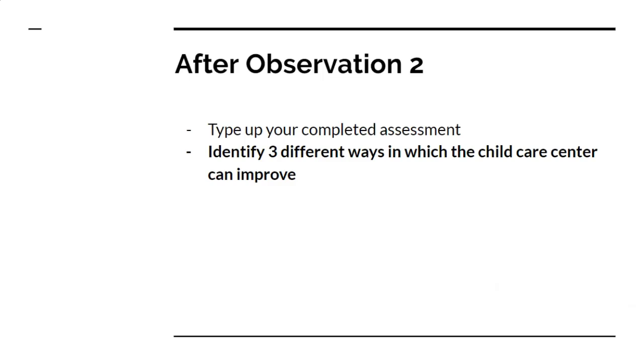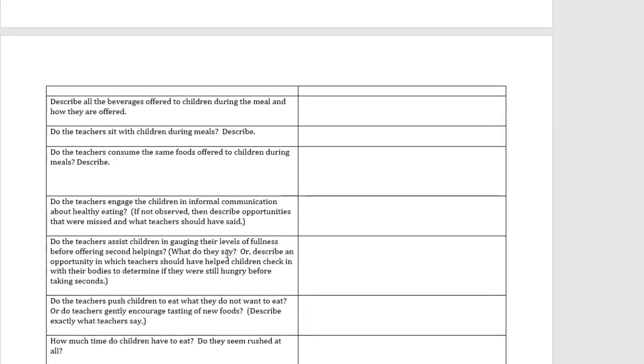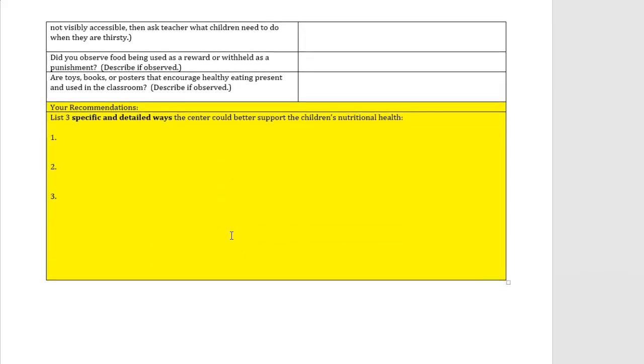And the main purpose of this assignment is to identify 3 different ways in which the child care center can improve. And if you go back to the document, if you scroll all the way to the end, it's going to ask you about these 3 specific detailed ways that they can best support children's nutritional health. So you want to make sure that you are specific and that you are detailed here.